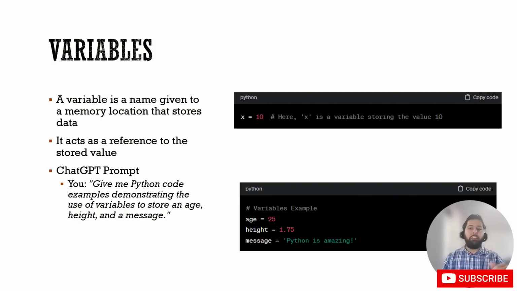Okay, and on the top here is basically another example. X is equal to 10. So here X is the variable, and it stores the value 10. So this value 10 gets stored in X, just like this value 25 gets stored in age, 1.75 gets stored in height, and 'Python is amazing' gets stored in message. So anytime you call any of these variables, it will give you that stored data.